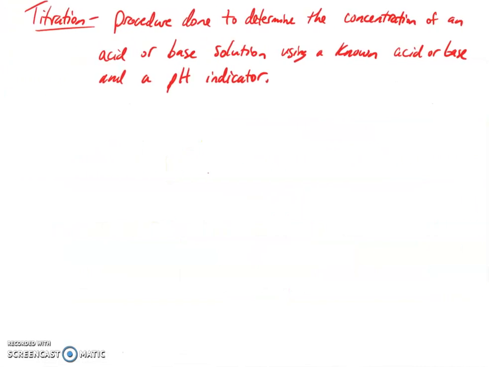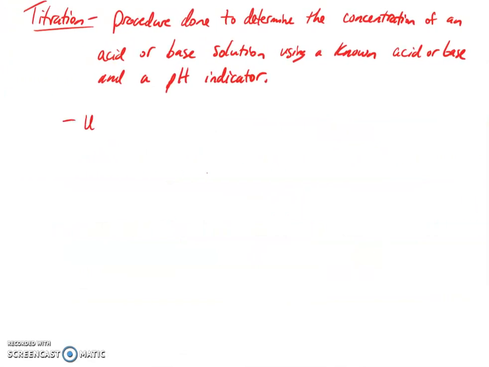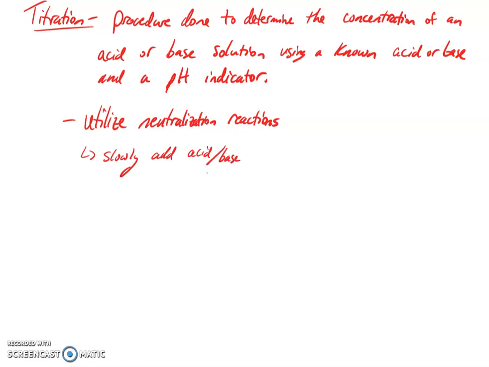So let's go back over to our notes here. Titrations utilize neutralization reactions, which we know is when you have an acid and a base reacting to produce water and some sort of salt. So what we're going to do in our titration is slowly add either an acid or a base to a solution of either a base or an acid. It doesn't matter which, as long as you're using an opposite: an acid and a base, or a base and an acid.